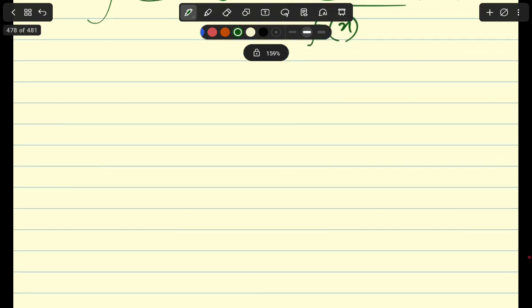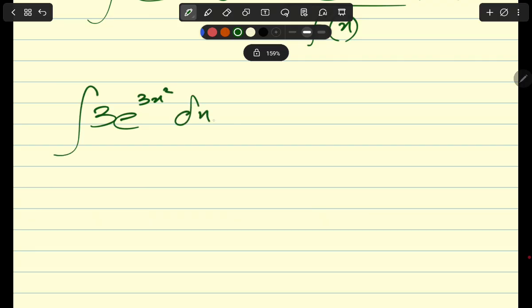Now if I give you 3e to the power 3x square, if you have to integrate it with respect to x, so this is going to be equal to, you just put it back as it is, 3x square, now divided by the differential of the power. So this becomes 6x, and then you put a plus c. Okay, as simple as that, right?